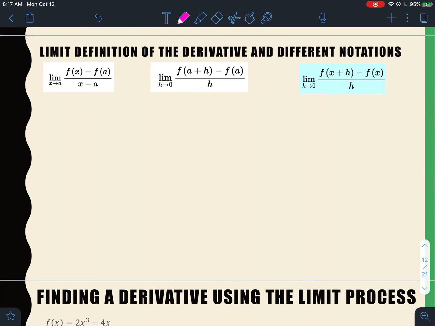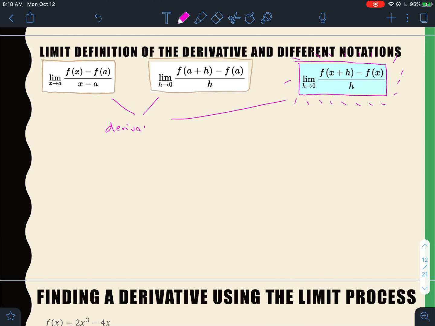So the limit definition of the derivative and different notations. This is the limit definition that we've been using. The limit as h goes to 0 of f of x plus h minus f of x over h. But there's different ways of doing it. Another common one is the limit as x goes to a of f of x minus f of a over x minus a, or the limit of f of a plus h minus f of a over h. Those are two different ways of saying the same thing. So just be aware that all of those are talking about the slope of the tangent line.